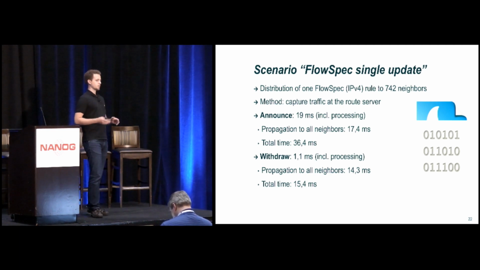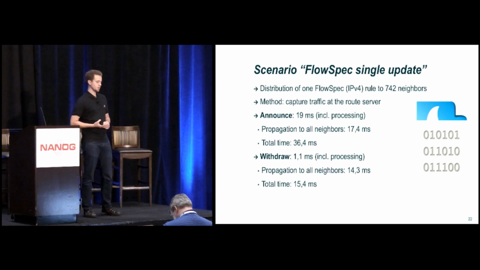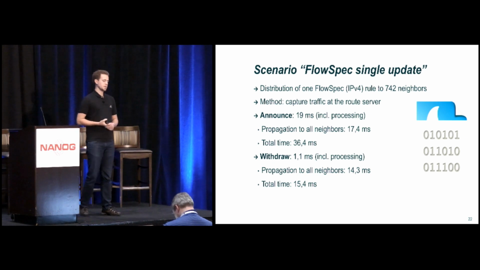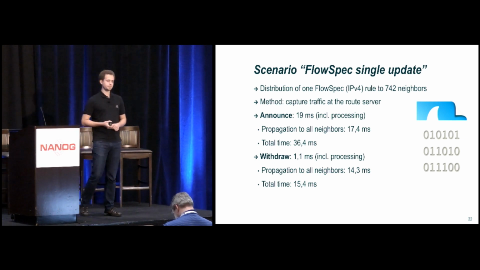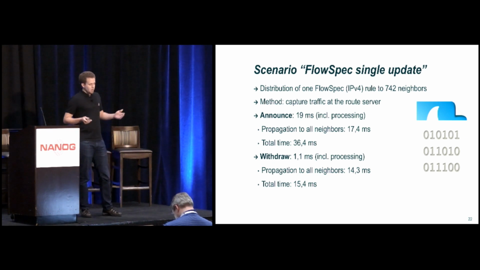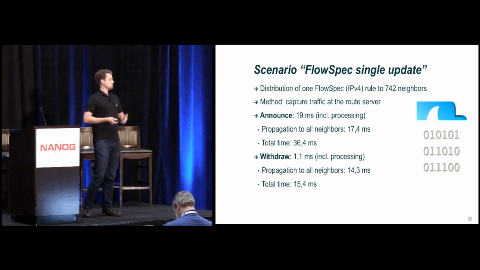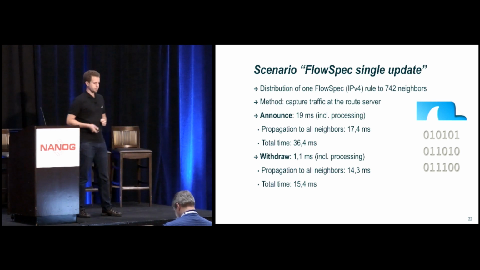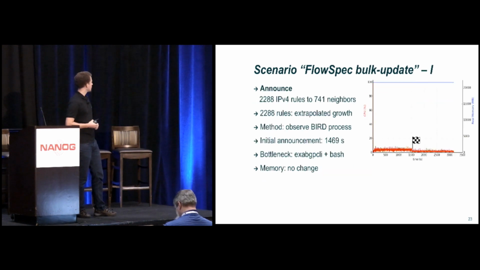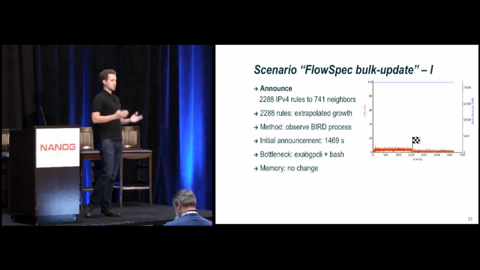Interestingly, when you withdraw that Flowspec route, it's faster. It only takes 1.1 milliseconds, including the processing inside of BERT. And the propagation takes another 14.3 milliseconds, so it's done in 15 milliseconds. When you compare it to some ping times, it's quite good, I think.